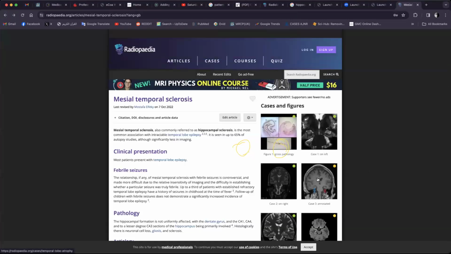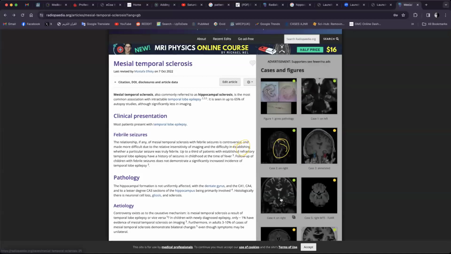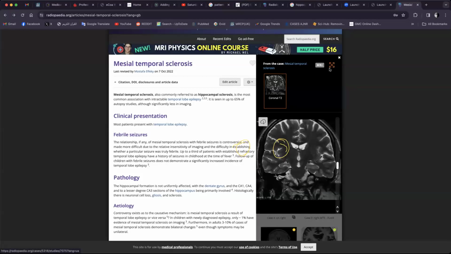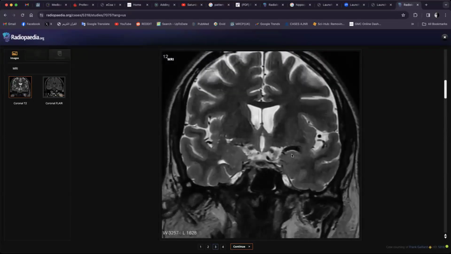So let's try and pick another patient. I will try and do that. Yeah, I will try and zoom in. So, and take the markings off. Okay.